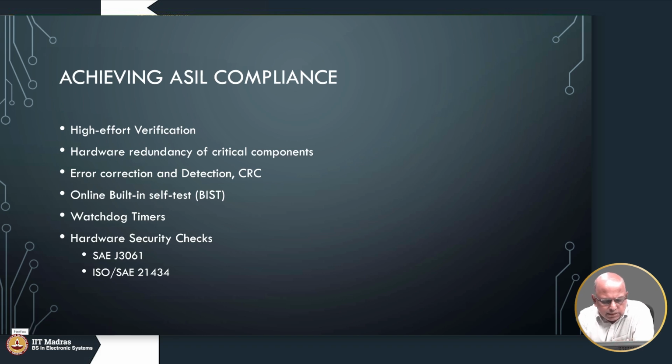So we have to achieve this ASIL compliance, and there are many things that are being mandated. Verification to be high effort, add redundancy in the hardware, use error correction and detection. I think we mentioned about ECC memories, remember? And similarly, we may be able to use what are called CRC codes to check for errors in the memories, right? Then built-in self-test, we talked about this. Adding watchdog timers is another way.